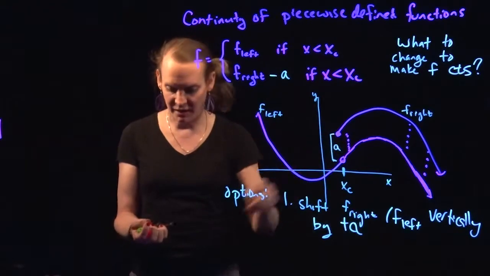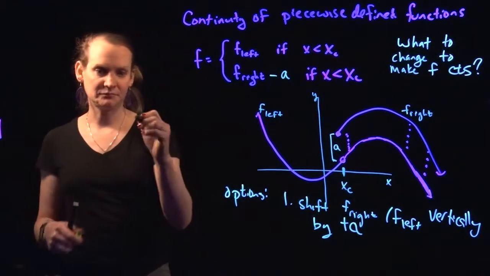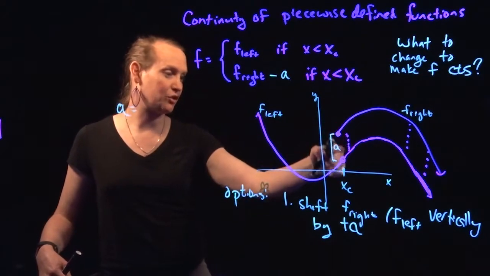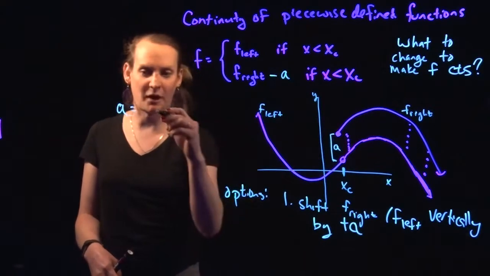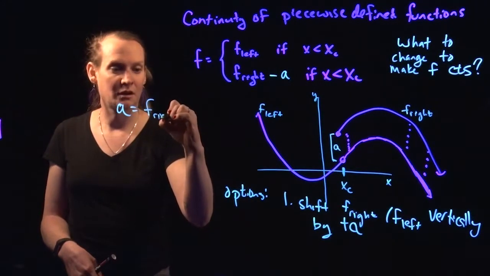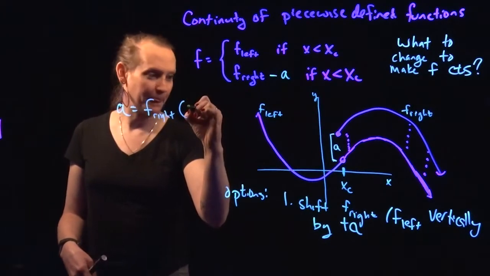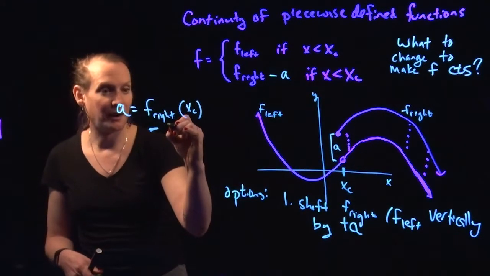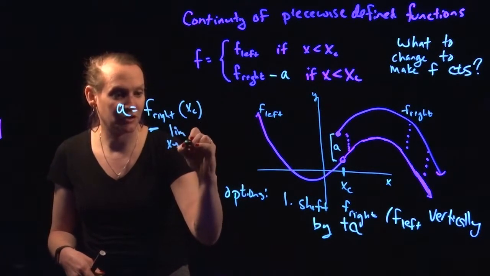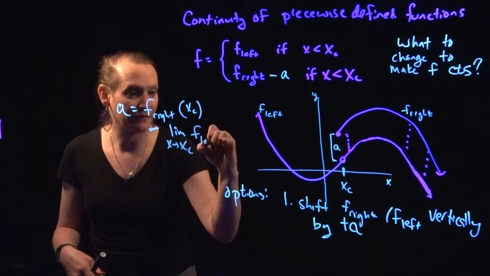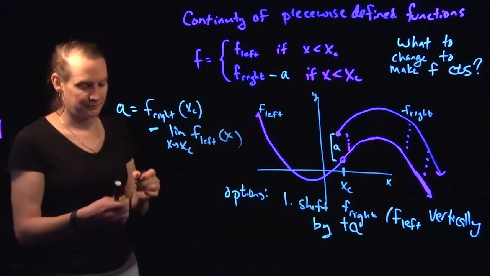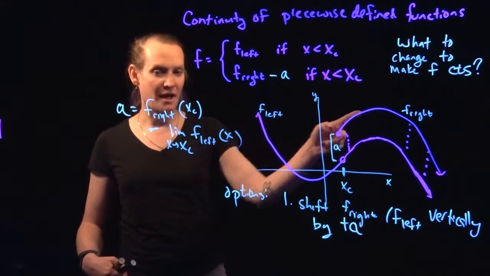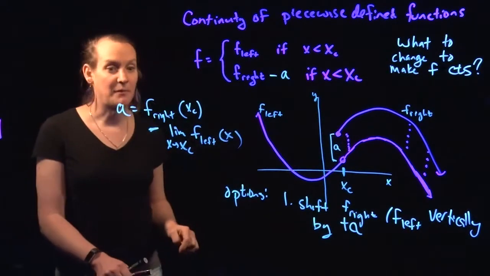So this gap right here, a, is equal to the difference between these two things. I'm going to write it as the difference between f sub right at x sub c, minus, it's the gap here, so I'm going to subtract the limit as x approaches x sub c of f sub left of x. So if I can just figure out what these two values are, I take the difference, and that's how much I'm going to shift my function by.